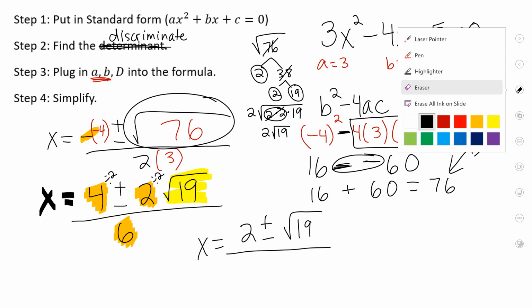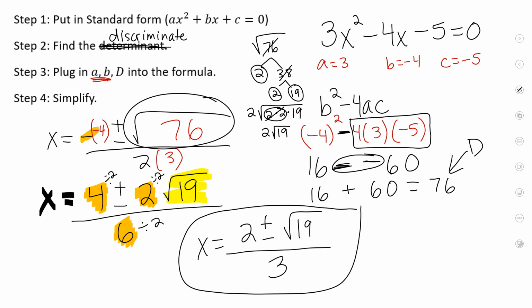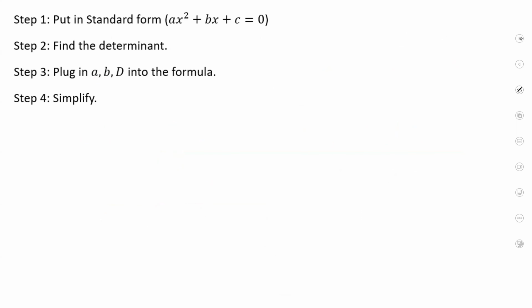Okay, and then the last number we can simplify is the 6. Also divide this by 2, and we get 3. So this is your final answer. Let's do another example. Everything we're learning is building on top of each other.